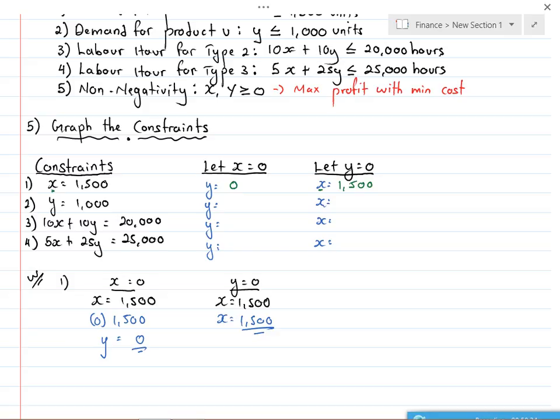When x equals to 0, y should be what? 0. When y equals to 0, x should be how much? 1500. Okay? Now your working is correct.